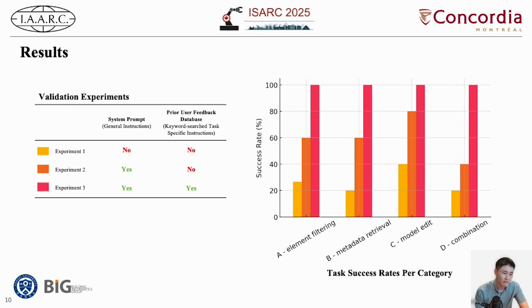Finally, when we have both the system prompt and the user feedback database provided, for the tasks we have tested so far, the proposed system was able to perform all of them successfully. However, an important disclaimer is that we are still in the process of testing these tasks with higher repetition for more statistical rigor. So you will be able to find more reliable results in my next publication on this topic.